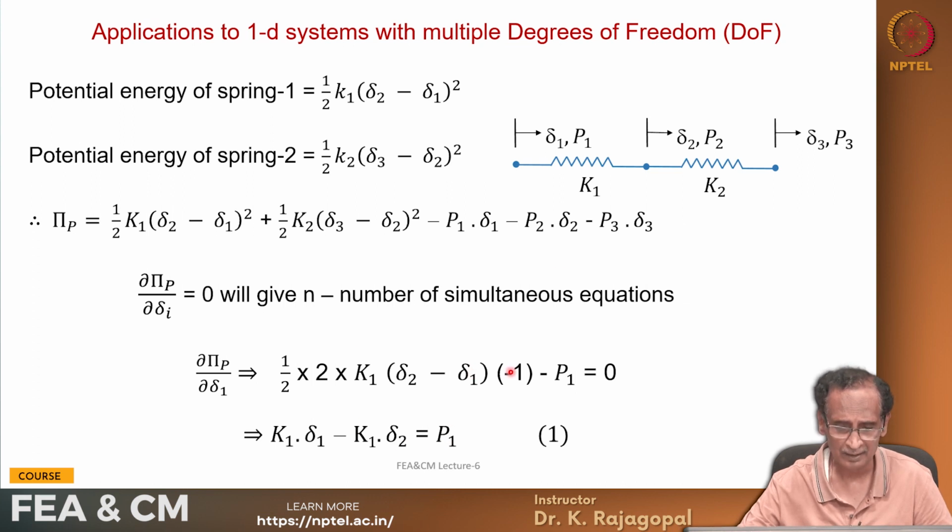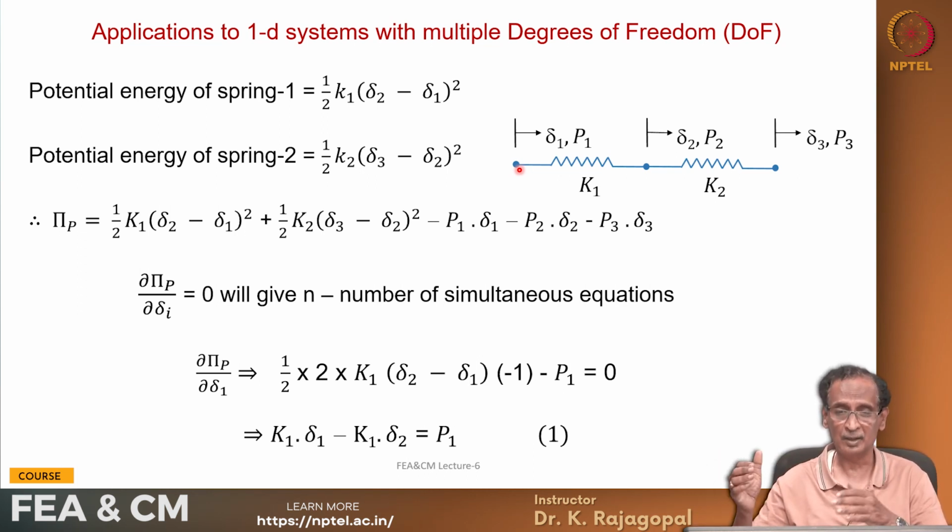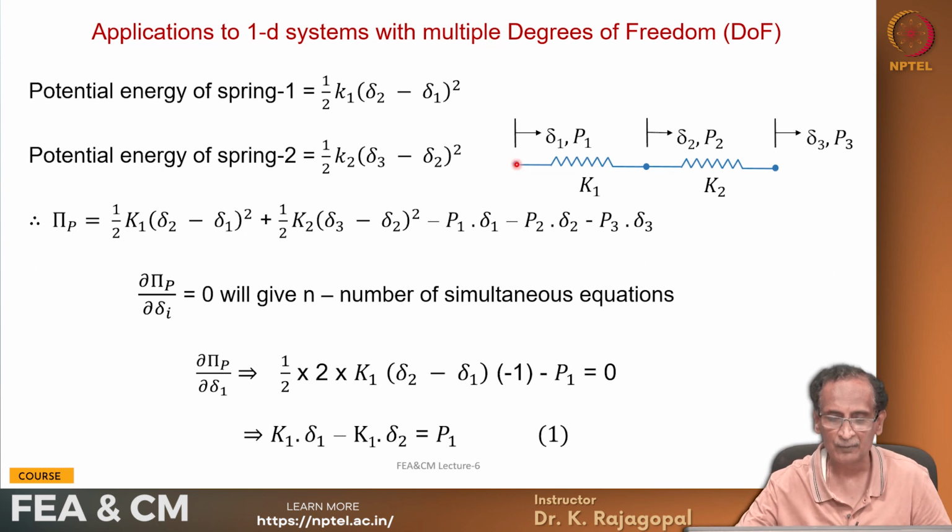This is similar to what we had seen earlier. We applied unit deformations and then tried to find the corresponding forces. So, if I apply unit deformation at delta 1, the force will be developed at this degree of freedom and at this degree of freedom. The force is not developed at this degree of freedom because it is not connected. So, that is what we see here, delta 3 is not in this equation.